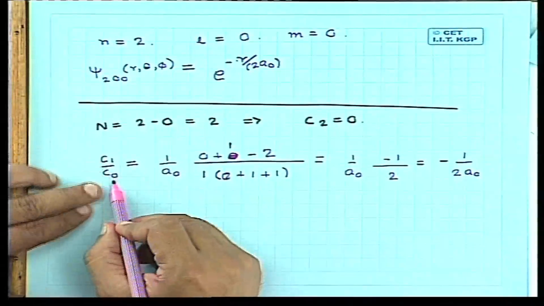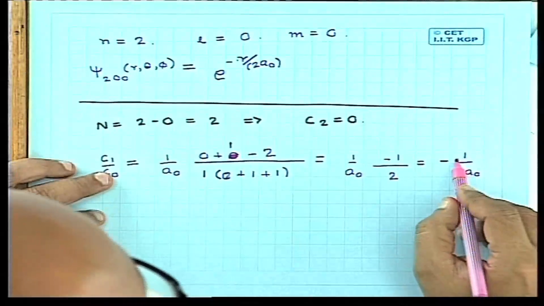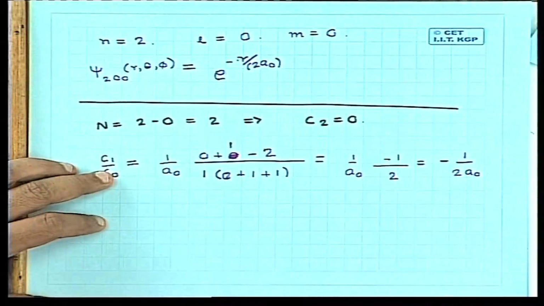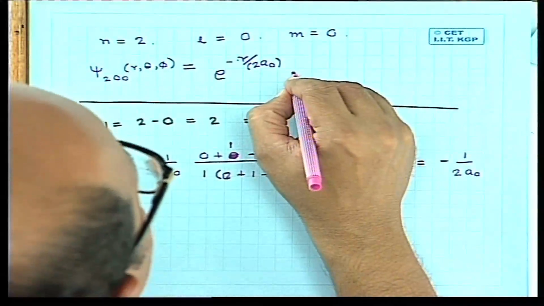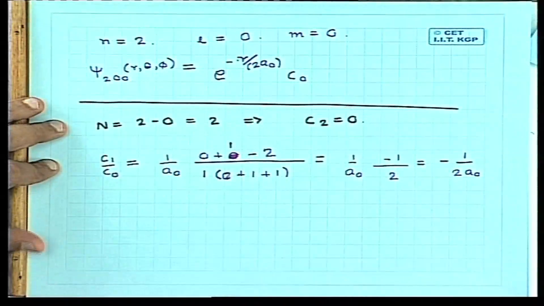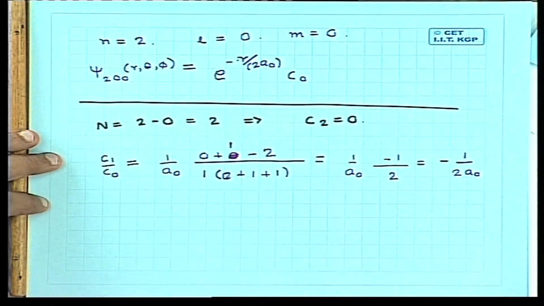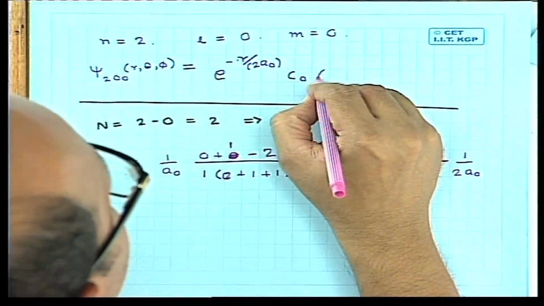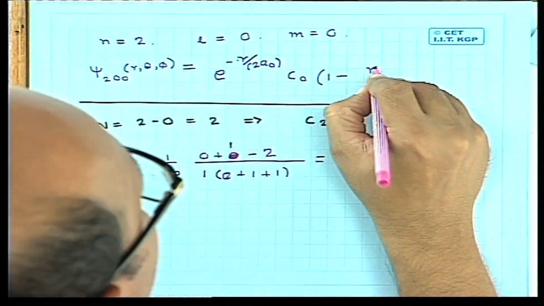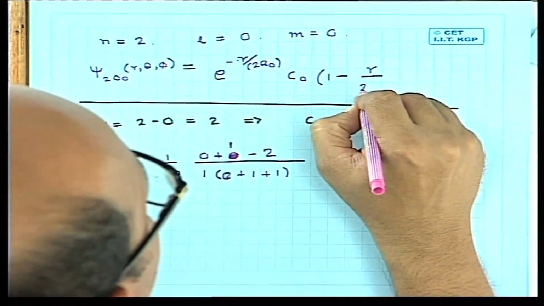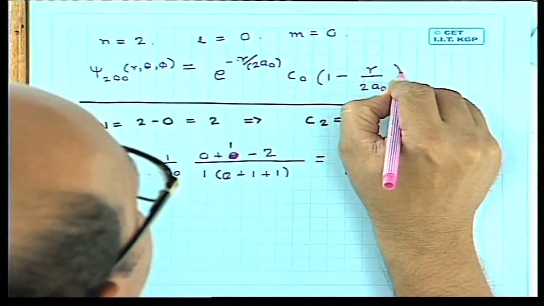So C1 is equal to C naught times minus 1 by 2 a naught. So now we can write down the polynomial. In the polynomial, we can take the coefficient C naught outside, which will be some normalization coefficient, which we will fix later. And here we have 1 minus r by 2 a naught.